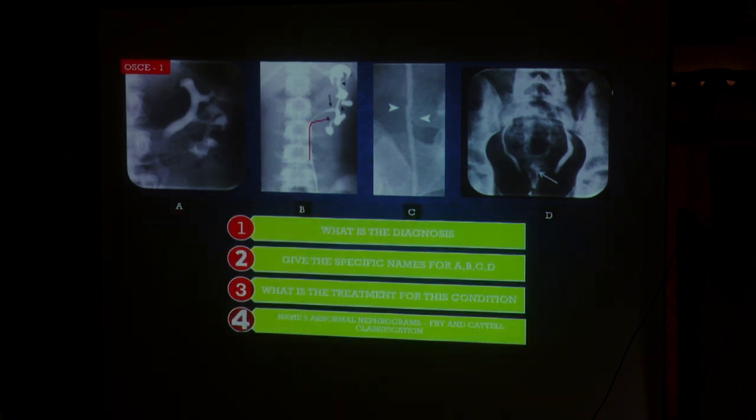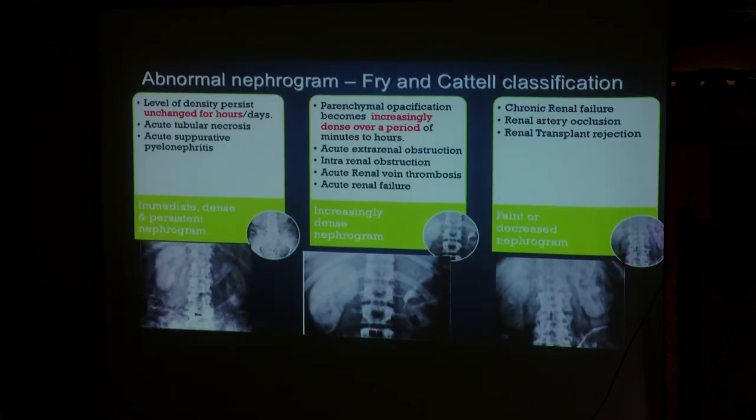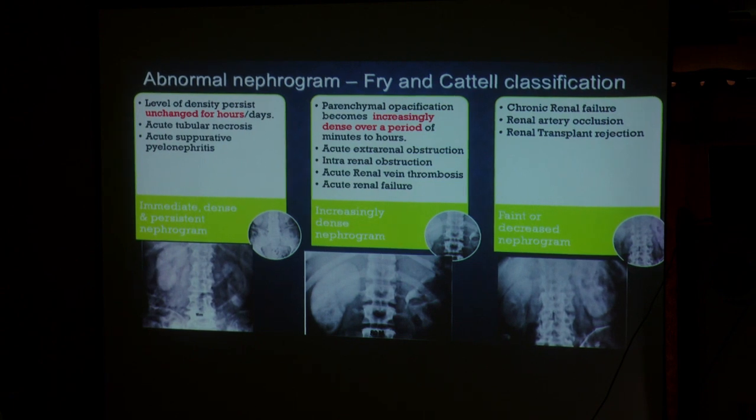And the fourth one is about a classification system. This investigation is an intravenous urogram. In the fourth part, the examiner will be asking about 3 abnormal nephrograms, which we will see and classify according to the Fry and Cattle classification. According to Fry and Cattle classification, the 3 important abnormal nephrograms are these. First one is immediate, dense and persistent nephrogram.